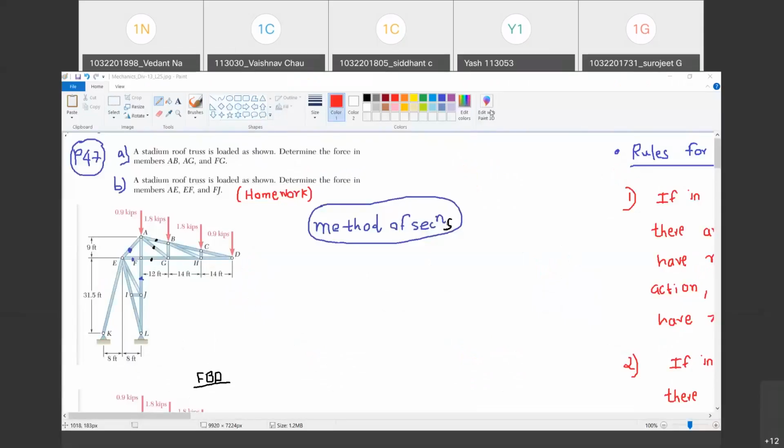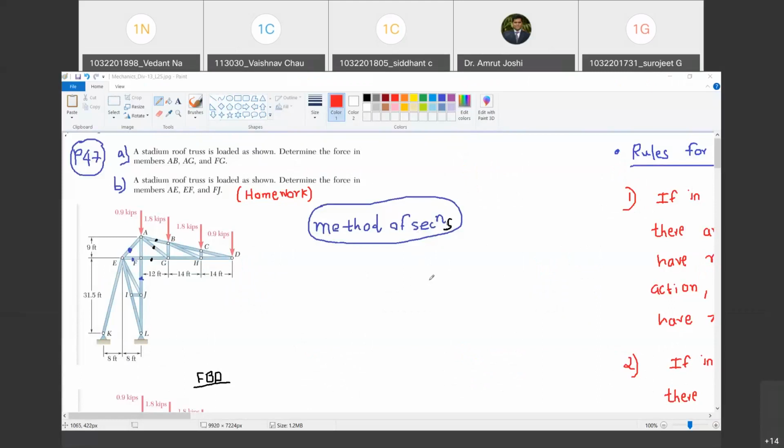So in yesterday's class and the day before yesterday's class, we learned the method of joints, and this time we are going to learn the method of sections. As I already said, whenever you need to find the forces in all members of a truss, there is no other way than going for the method of joints. Are you with me? Yes, sir.